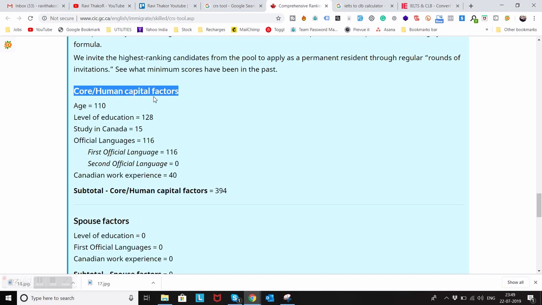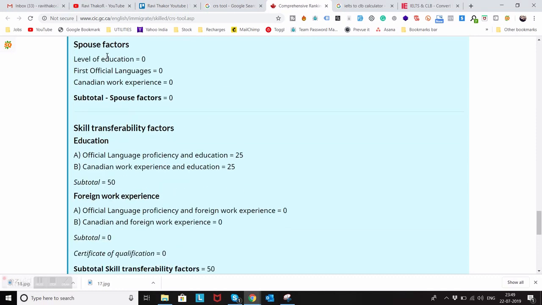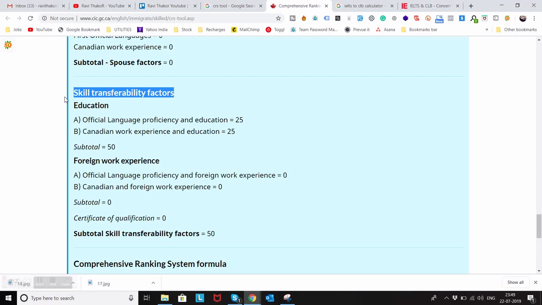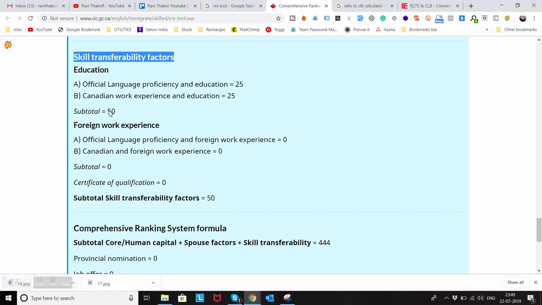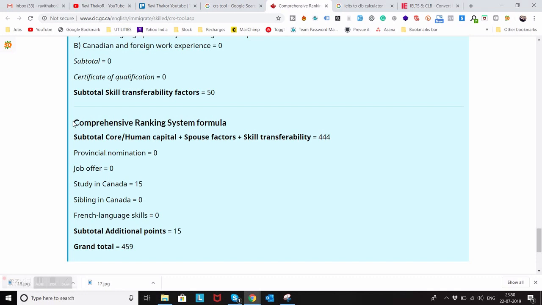So in the first section, that is core human capital factors, I got 394 points. For spouse factors, I got 0 points. The next is skill transferability factors. Again, here you can get a maximum of 100 points, but this is where I lost most of my points because I only had 1 year of Canadian experience. If I had any kind of foreign experience, I could have gotten more points.